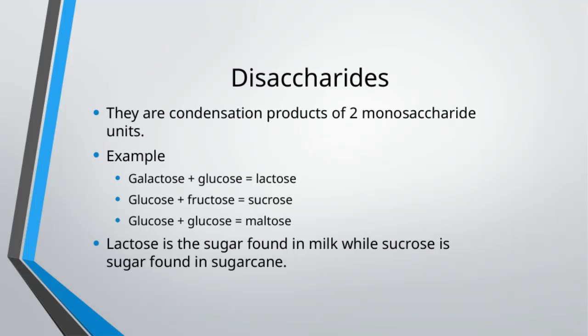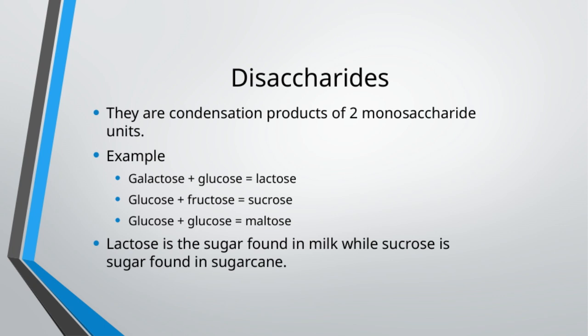So let's talk about disaccharides, which are essentially the condensation products of two monosaccharide units. That means two simple sugars come together and form a larger, more complex sugar. For example, when galactose and glucose combine, they form lactose, which is the sugar found in milk. Similarly, glucose and fructose join to make sucrose, which is what we commonly refer to as table sugar and is found in sugar cane.